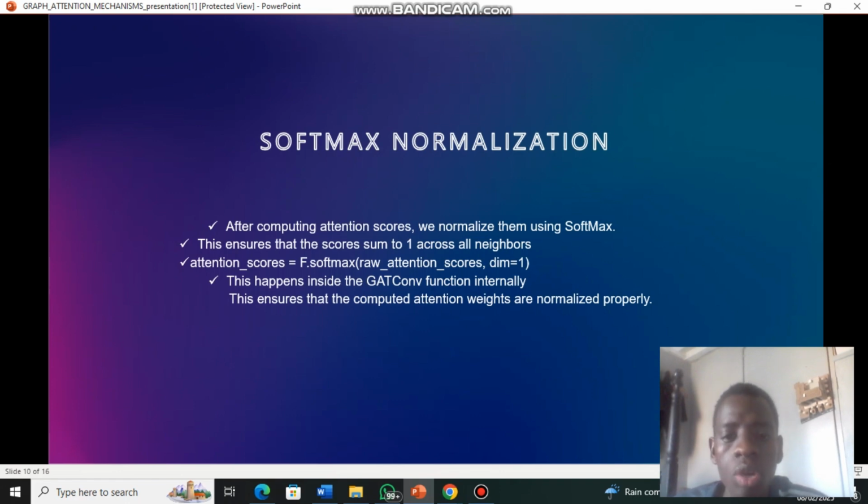Normalization. After computing the attention scores, we normalize them using the softmax. This ensures that the scores sum up to 1 across all neighbors. This happens inside the getConf function internally, and this ensures that the computed attention weights are normalized properly. So this code here, attention score is equal to F.softmax of raw attention scores, dim=1. This one happens internally in this function of getConf. So we are not able to actually see how it works, but this is the raw format if it is going to be implemented manually.